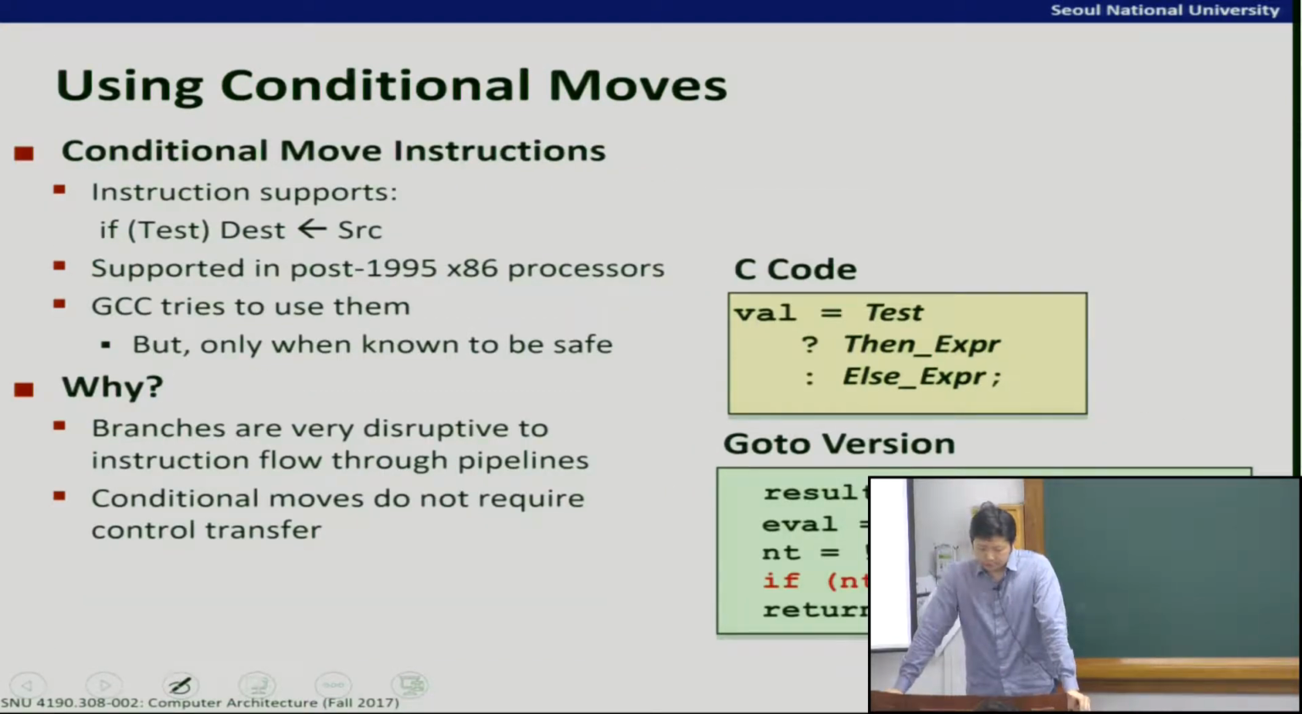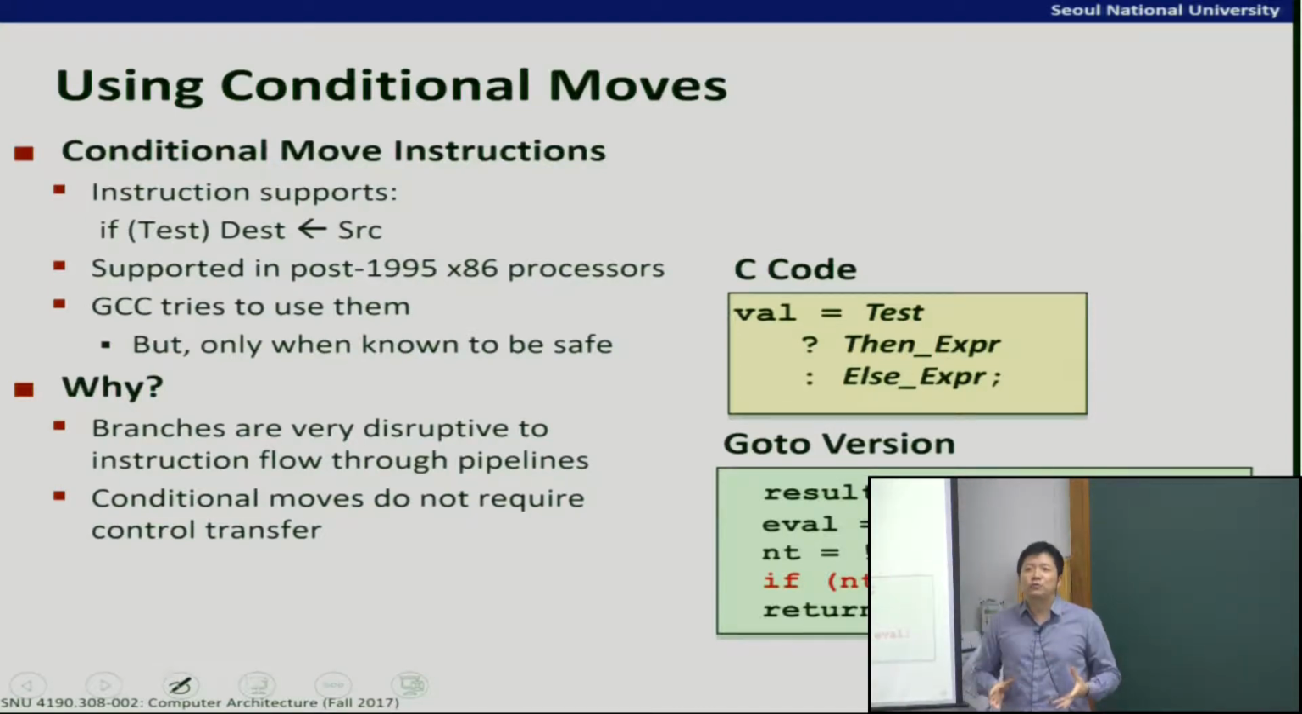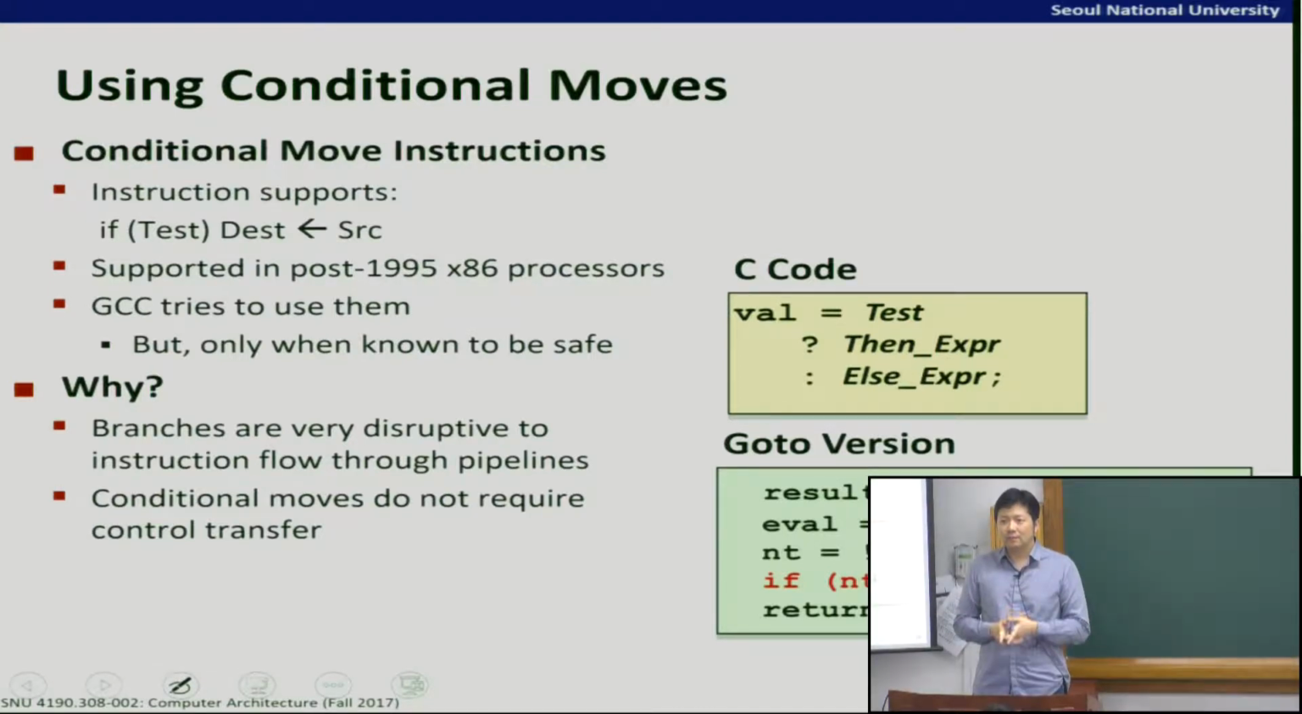But that's one way to implement this if-then-else. There's another way, which is using conditional move, like we saw weeks ago. Conditional move is another way to implement these conditional expressions other than using branches. So we implement the same conditional expression without using branches. Okay, so that's way number 2, how we can implement it.